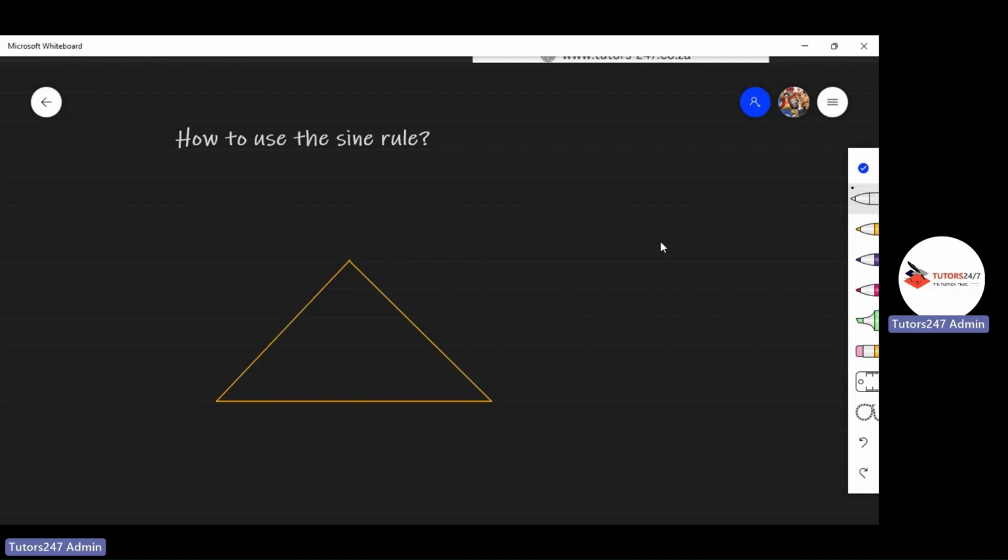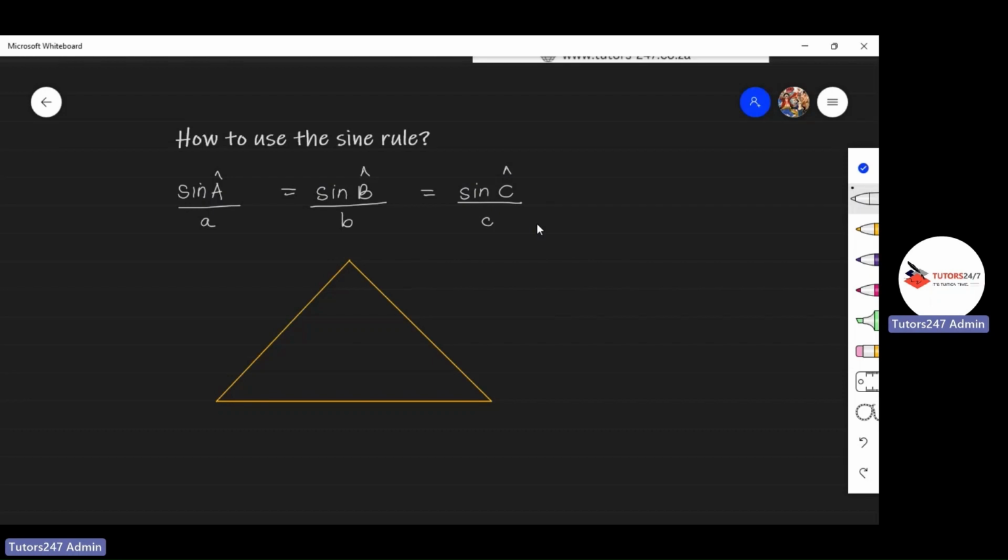So let us start. When we are dealing with our sine rule, it's important to know what your sine rule looks like. This can be found at the back of your question paper. Your sine rule is sine of angle A over side A is equal to sine of angle B over side B, which is finally equal to sine of angle C over side C.